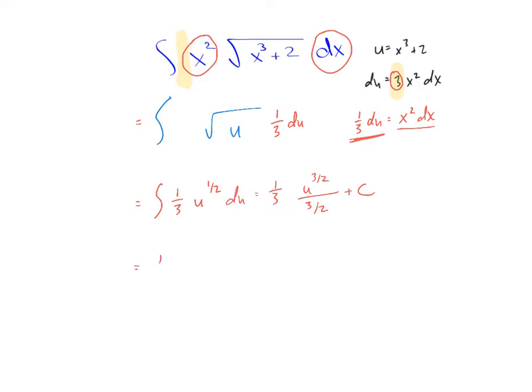So this equals 1/3. I don't like that fraction in the denominator, so bring it up. When it comes up, it flips over. So times 2/3 u to the 3/2 plus c. I'll multiply my fractions, 2 over 9, and then back substitute: x cubed plus 2 to the 3/2 plus c.